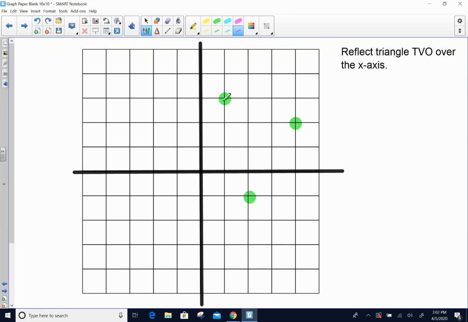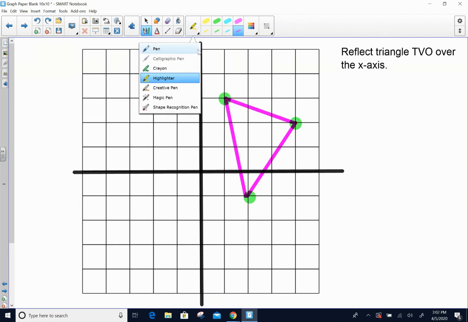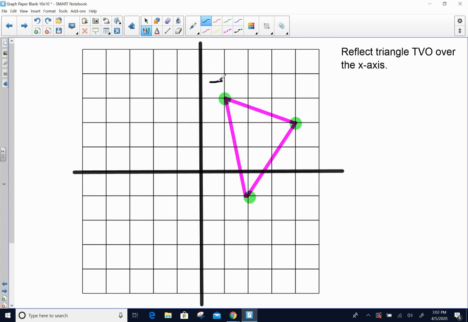Ooh, that didn't straighten for me. Let's try that again. I would like it to straighten. Oh, that'll work. And we will call this T, this V, and this O. All right. Here we're reflecting over the X-axis. This information is just going to be given to you normally. I did just draw it in right now. I'm reflecting over the X-axis.